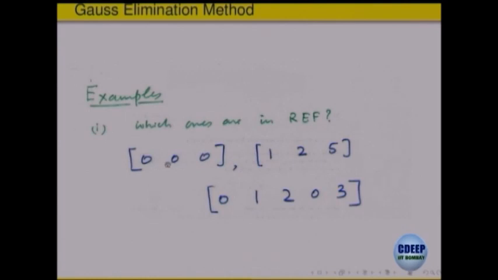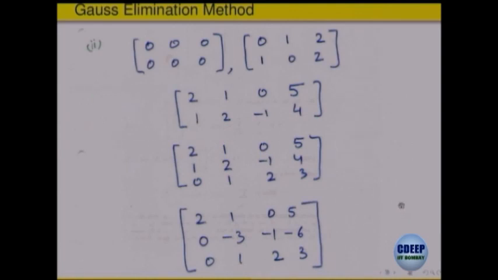Let us look at the matrix 0, 0, 0, 0. Is it in the row equivalent form? We are looking only at the non-zero ones, so we are not really bothered about it. You can say this is not in the row equivalent form, because there is no non-zero entry at all. Let us look at this 1, 2 and 5. Is that in the row equivalent form? Yes, it is. There is only one row which is non-zero, so fine. What about this one? That also is. Let us look at some more.